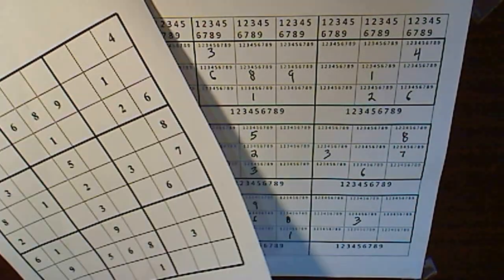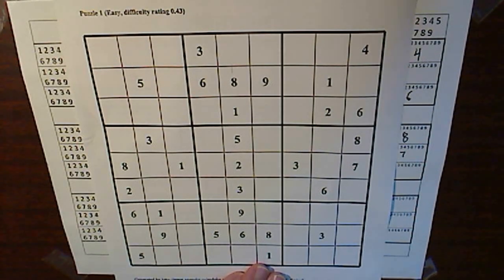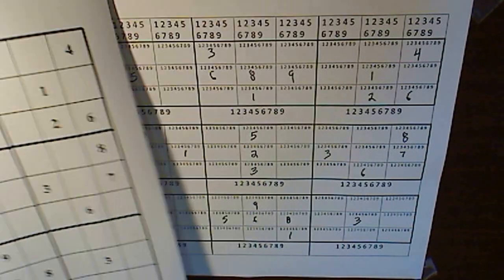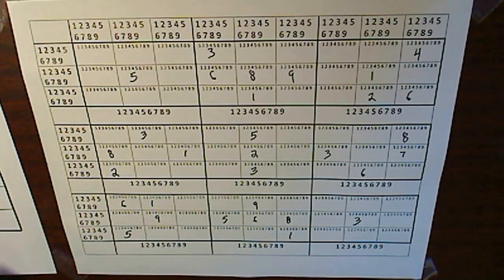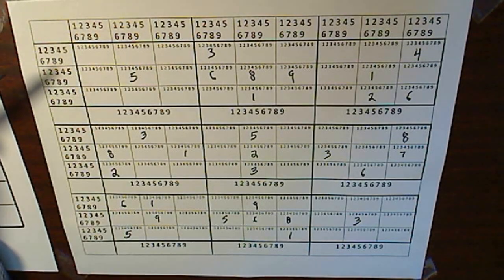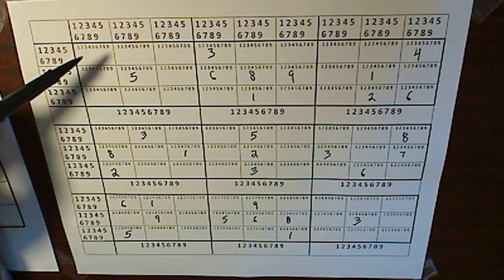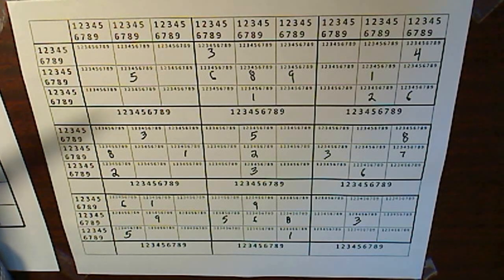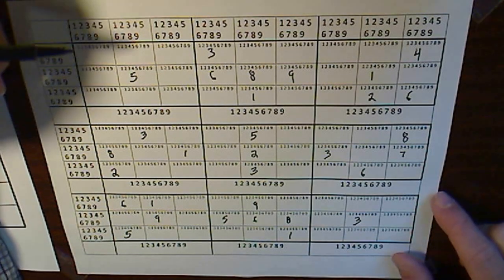There. Now I've mapped all of the numbers from the puzzle sheet onto the worksheet. My next step is to go box by box and to cross out the given numbers in each box from the empty cells in that box. So I'll start here at the upper left.